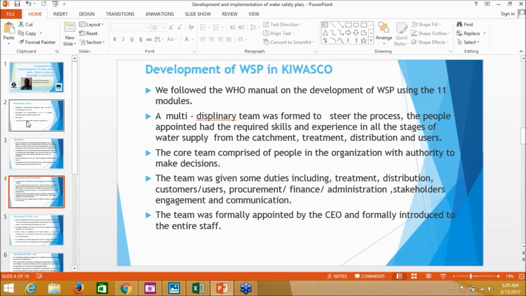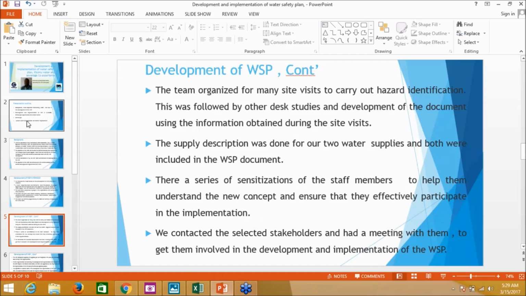We also identified the stakeholders that we had to work with. The team was formally appointed by the CEO and released to the entire staff, and we were set to go. Then we arranged very many site visits to carry out hazard identification, and then we also benefited from some desk studies based on what was there in the utility, the drawings, and other historical data that were useful to us.